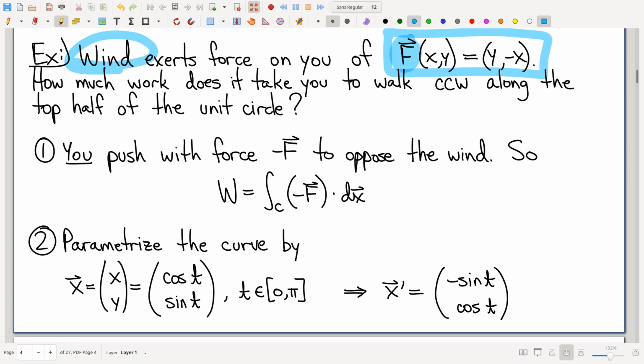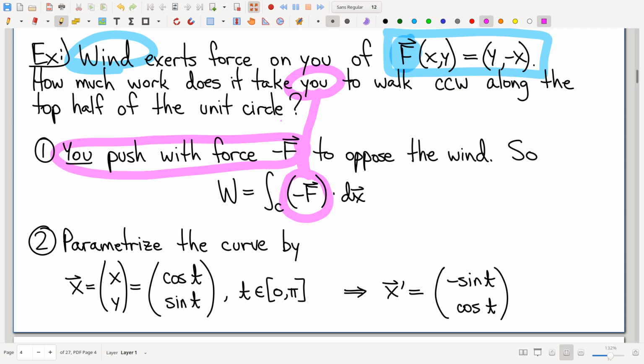Now, I'm not going to be exerting that force. I'm going to be exerting the opposite force, because if the wind is blowing this way, I push opposite of that so it doesn't blow me over. Right? So I'm going to be pushing with the force negative F. And since the question is about the work that you exert, not the wind, we're going to pick that opposite force, and thus that minus sign right there. Everybody on board? Questions? Everybody's happy?